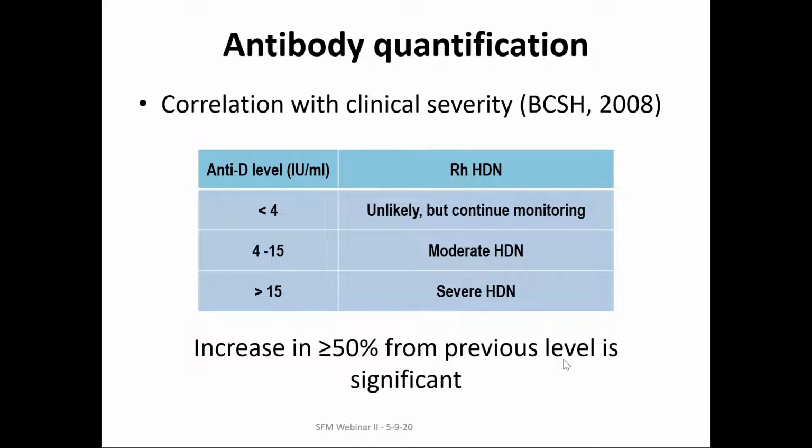If the antibody level in international units per milliliter is less than 4, the chances of hemolytic disease in this baby are very, very unlikely, and you can just put her on surveillance. But if it goes above 15, there is every chance of severe hemolytic disease if the baby is incompatible for this particular antibody. Also remember, if you're using antibody quantification instead of titers, you would consider it significant if there is an increase of 50% from a previous level. So if it's either above 4 international units per ml, or if there is an increase of more than 50% from a previous level, then there is a significant amount of antibody in that particular patient.